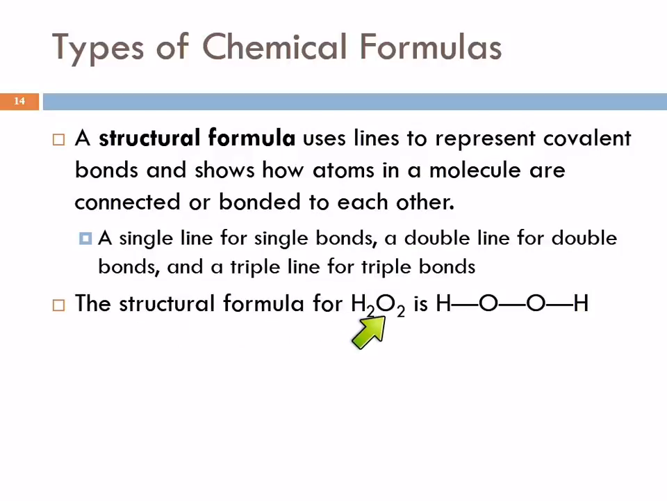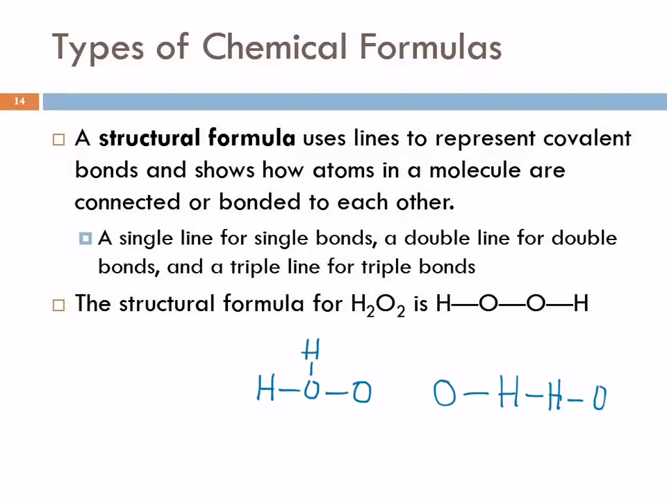So for H2O2, this is hydrogen peroxide, the structural formula would look like this. This is showing that the hydrogen is connected to one of the oxygens, and that one's connected to another oxygen, and that one's connected to the second hydrogen. Now, not knowing anything about how molecules form, there are lots of different ways you could show those things connected, right? You could do something like that, or you could put the hydrogens in the middle.